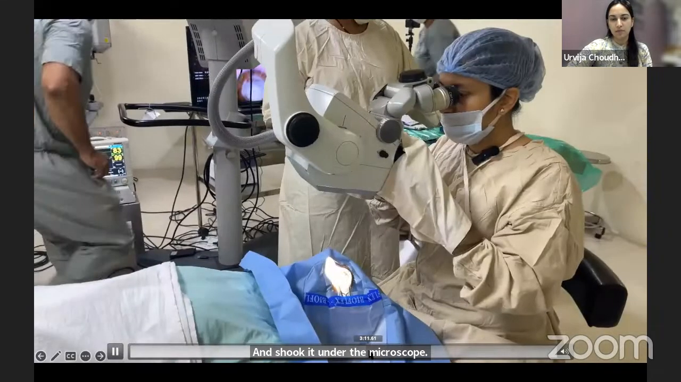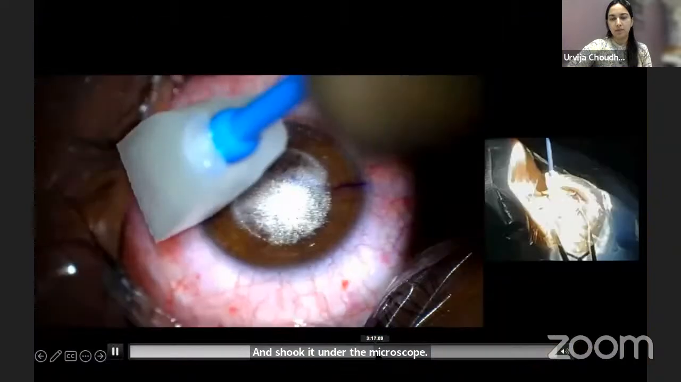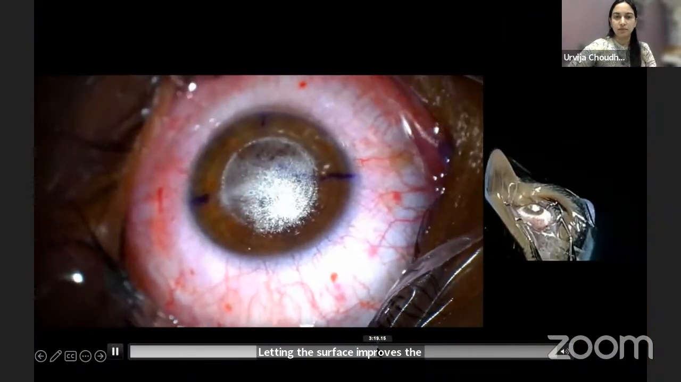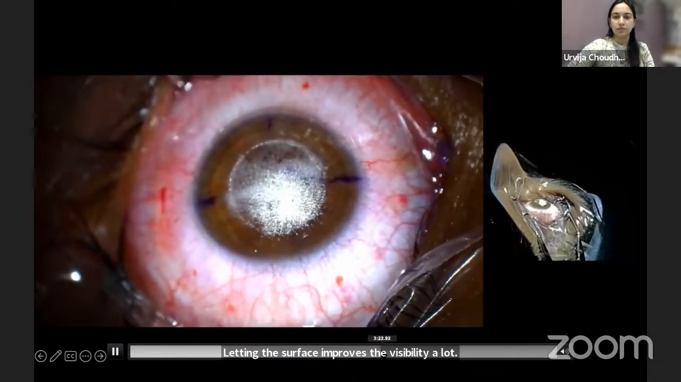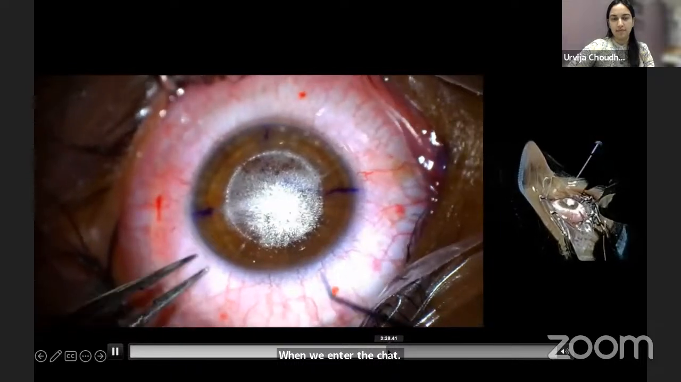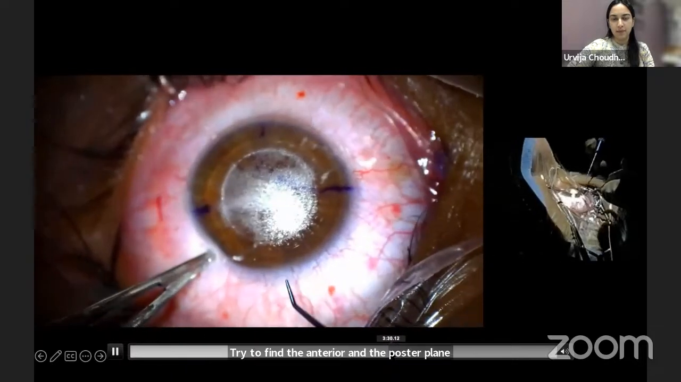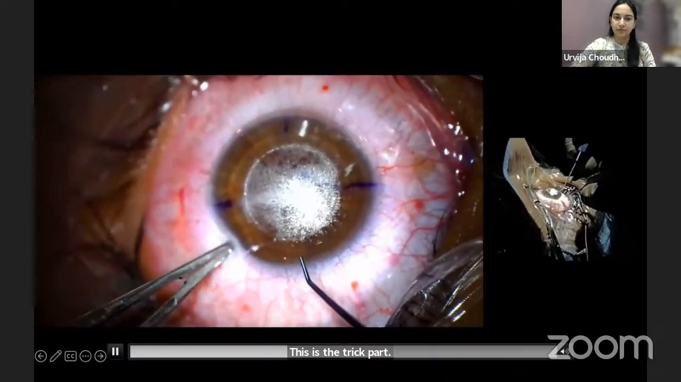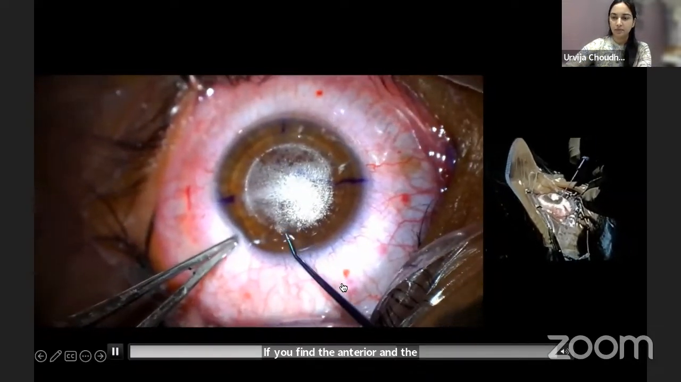By using a separate microscope, wetting the surface improves the visibility a lot. Then we enter the cap. Try to find the anterior and the posterior plane. This is the tricky part. If you find the anterior and the posterior plane, your surgery becomes quite easy.